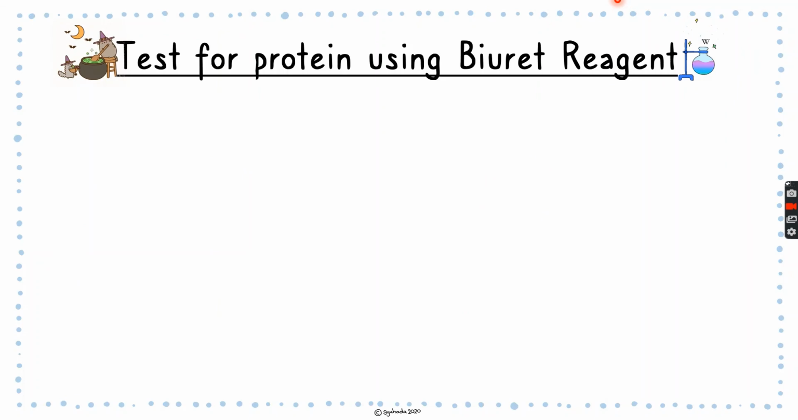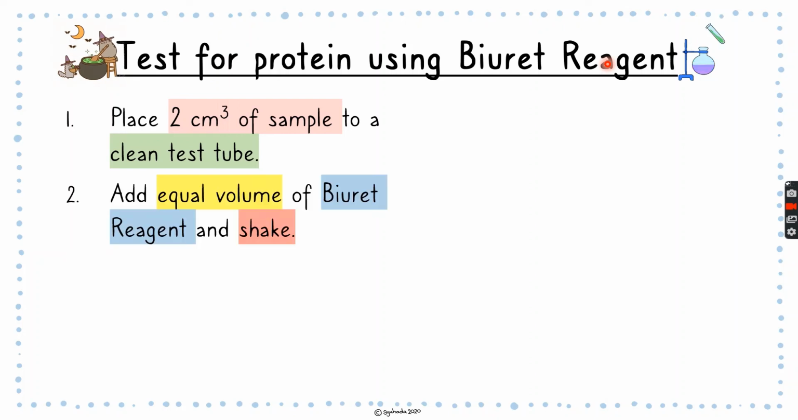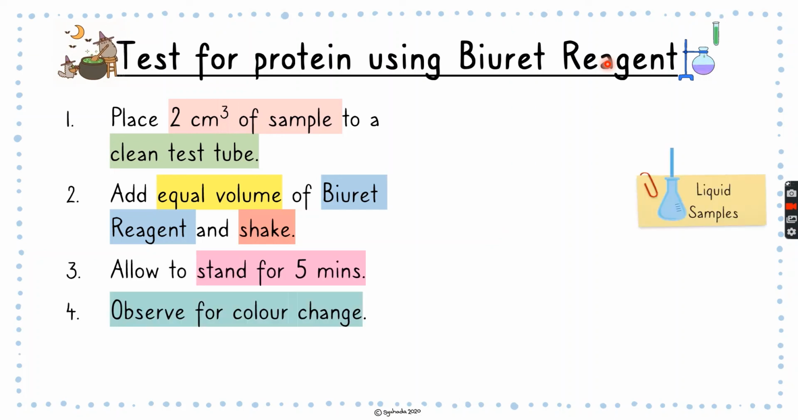Test for protein using Biuret reagent. First, you need to place 2 cm cube of the sample into a clean test tube. Then you add an equal volume of Biuret reagent, which is 2 cm cube as well, and shake it. Then after that, you allow it to stand for 5 minutes and observe for a color change.